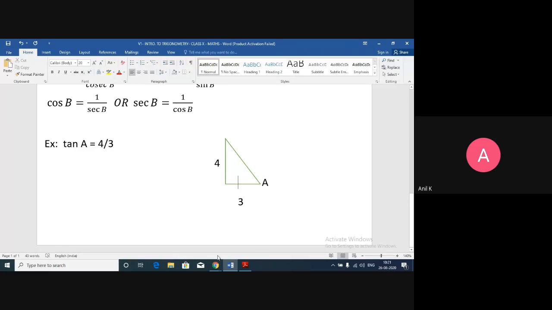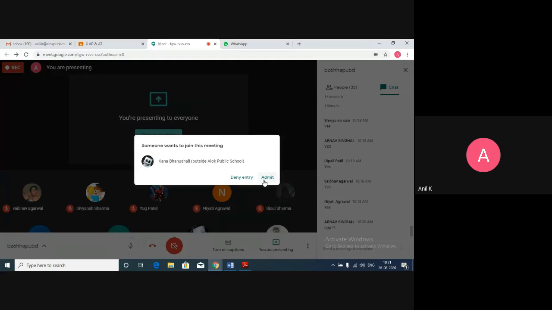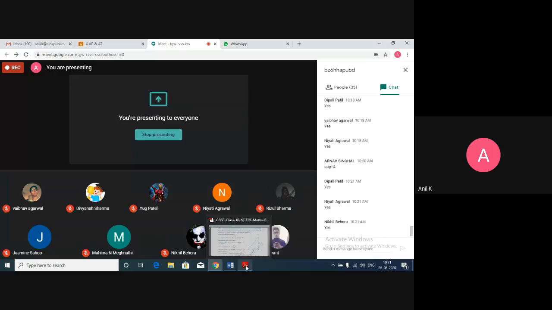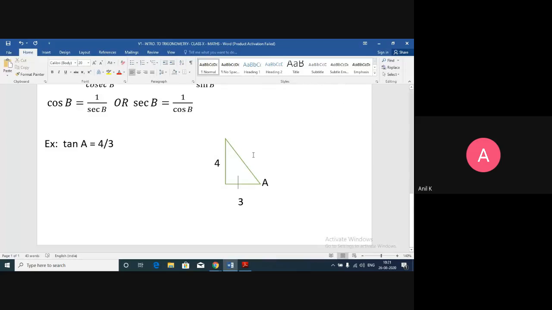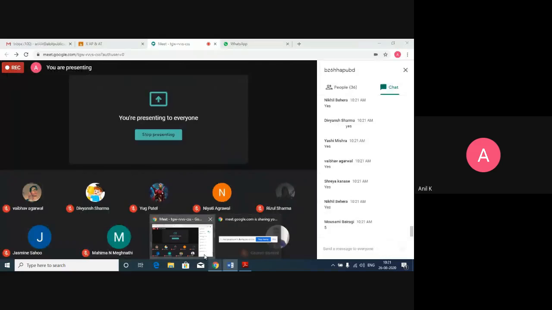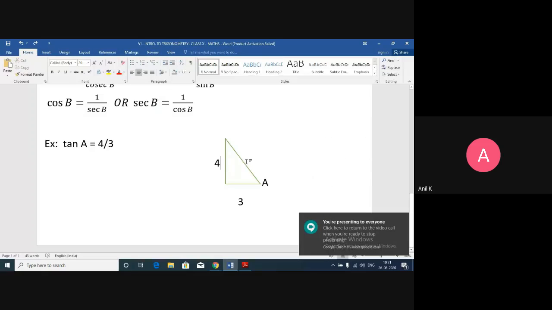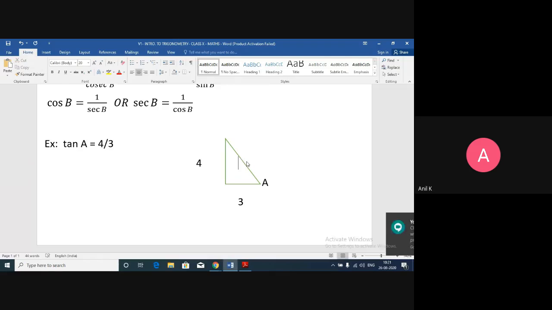Can you find the hypotenuse by using the Pythagoras theorem? Yes or no? Yes, we can find. So I think everybody knows how to use the Pythagoras theorem. So what is the hypotenuse value? Can you tell me what could be the hypotenuse value? It is the Pythagoras triplets. Yes, it is 5. Its hypotenuse value is 5.